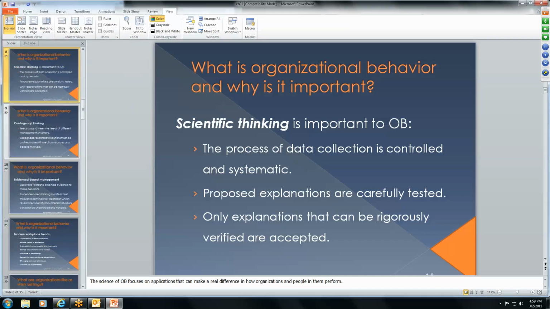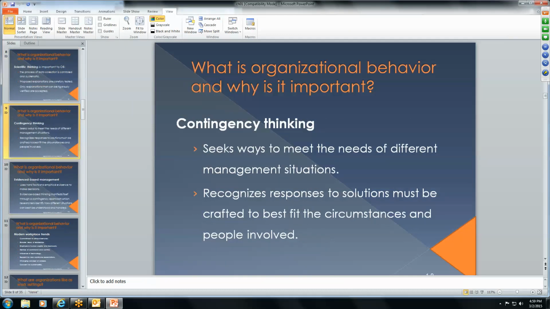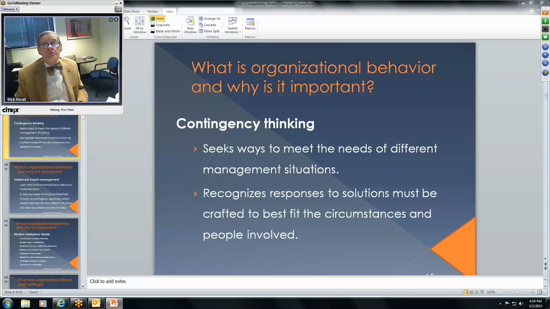Contingency thinking is exactly what it says. It tells us that we're thinking a little bit differently. We have a situation here that perhaps we've always answered a certain way, but we need to think about it differently and see if we can come up with a different approach. Responses to solutions are not always simple, and they have to be crafted to the evidence that we have at hand.